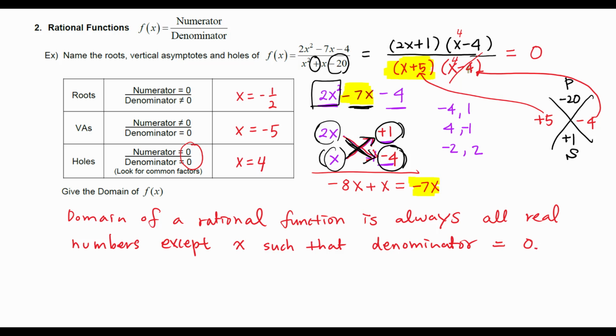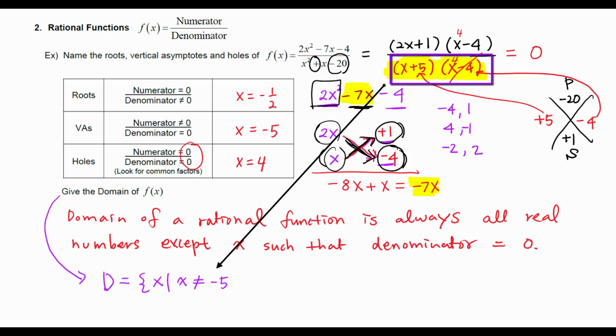So you can look at the denominator of this rational function, and you know this function is undefined if x is negative 5 or x equals 4. So the domain of this f of x will be x such that x is not equal to negative 5 or positive 4, and x is an element of real numbers. So this is a notation to write x such that your domain is all real numbers except negative 5 and 4.